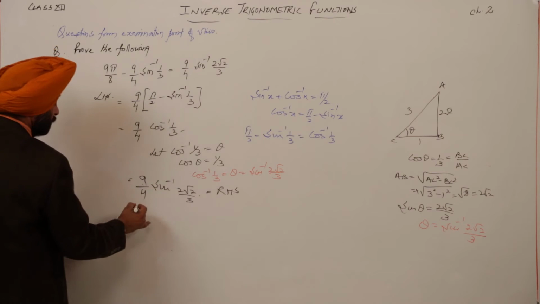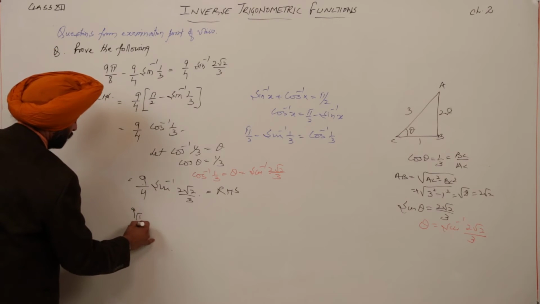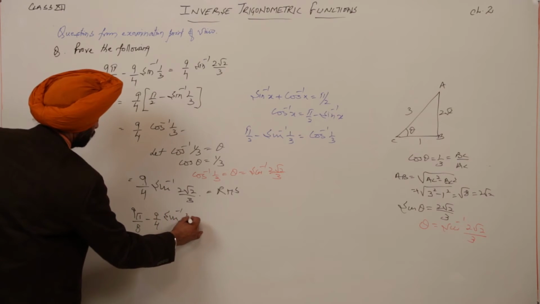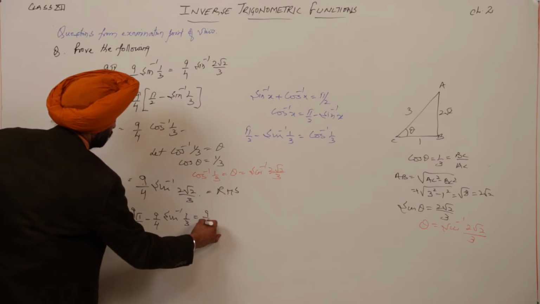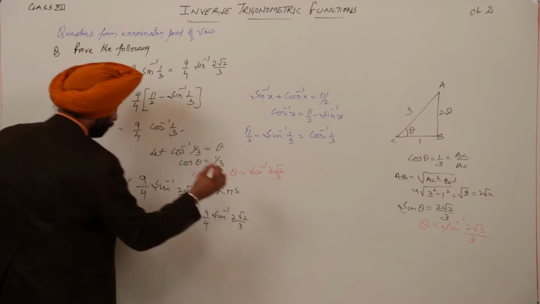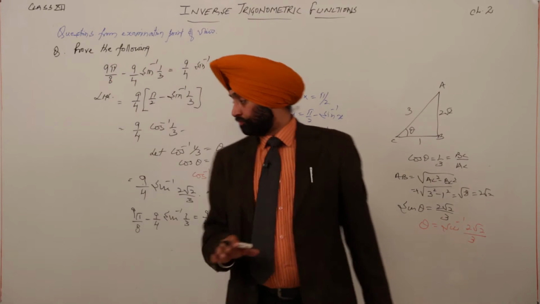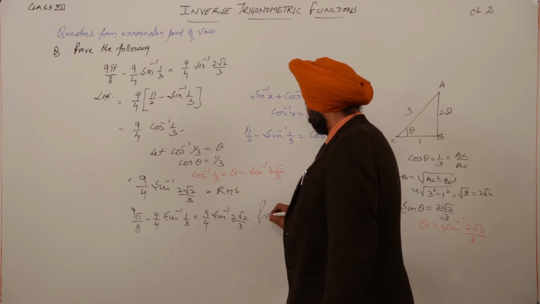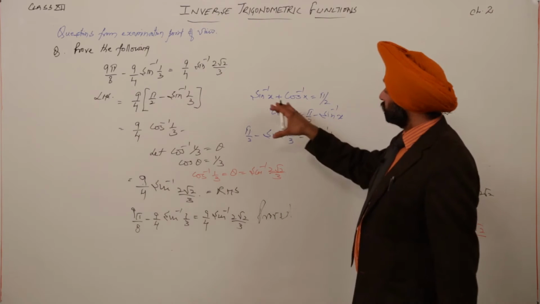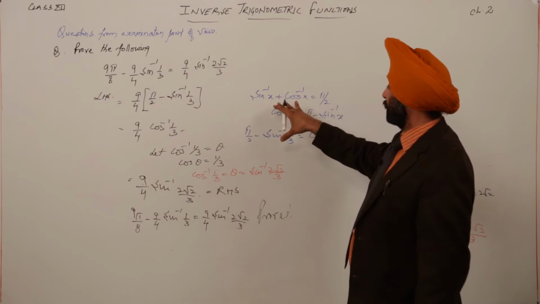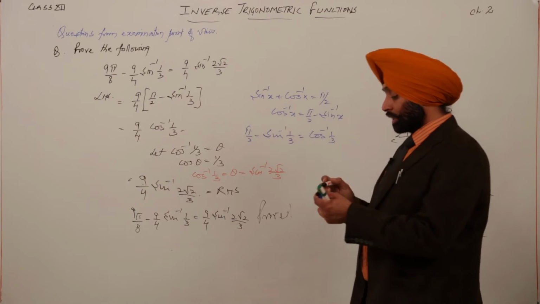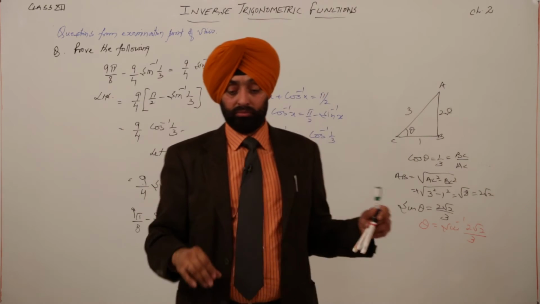So what have we proved? We have proved 9 pi by 8 minus 9 by 4 sin inverse 1 by 3 is equal to 9 by 4 sin inverse 2 root 2 by 3. So we have done this question. It is proved. You can check it. Now what did we use here? We used only one basic identity for the inverse part, that was sin inverse x plus cos inverse x is equal to pi by 2. Now let's start with the second type of method.